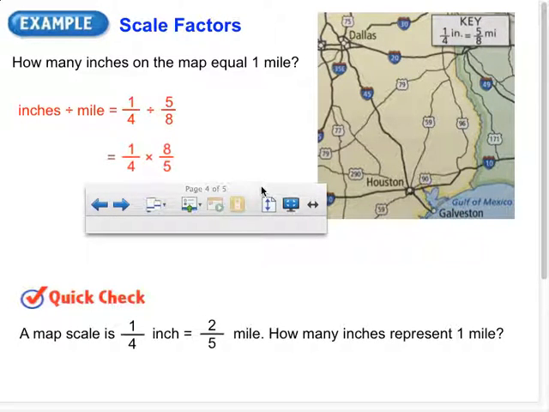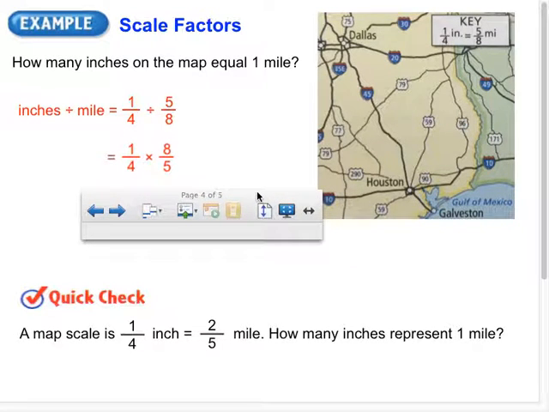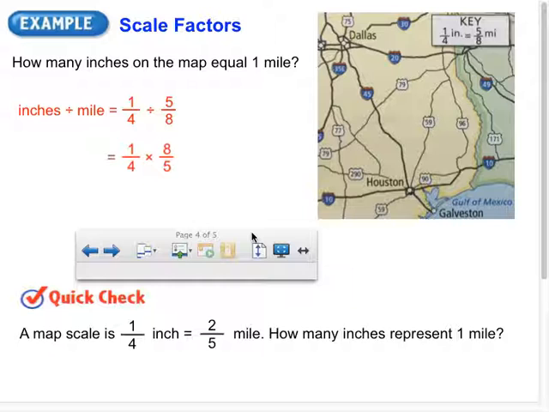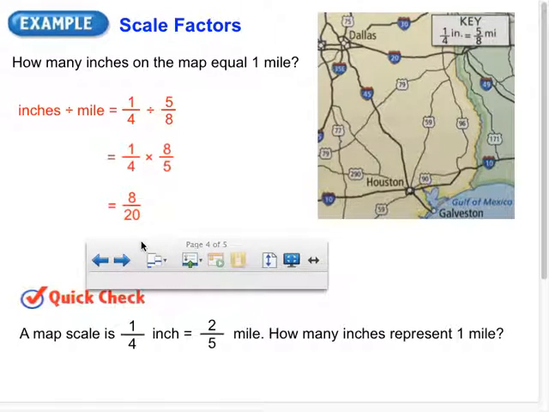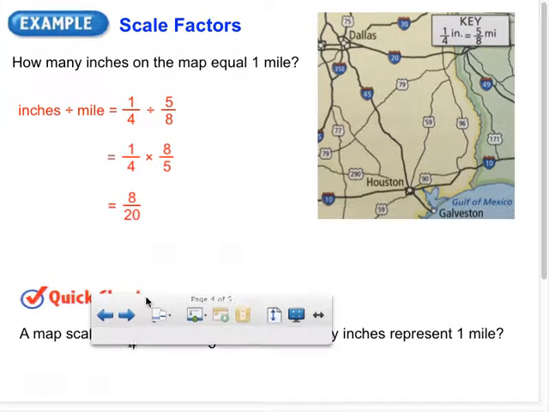And then, do you have a question about this? Almost done. Last one. What's this going to be? 8/20. Is that my final answer? No, we got to get it in simplest form, and then we got to label our units. So what's it going to be in simplest form? 2/5, and then what are the units? Inches per mile. Are we good?